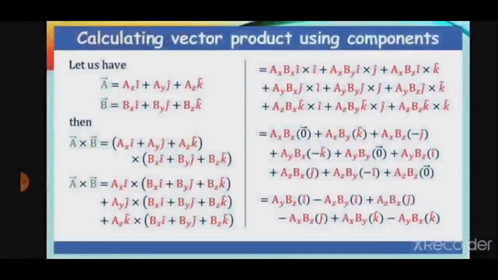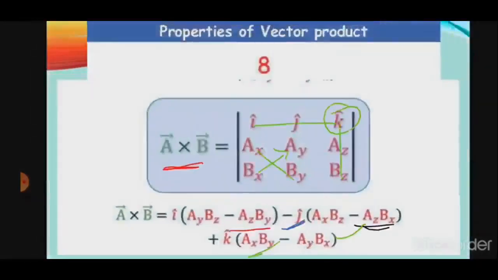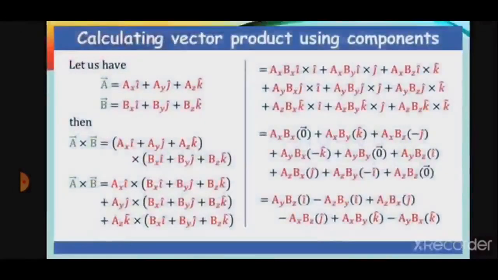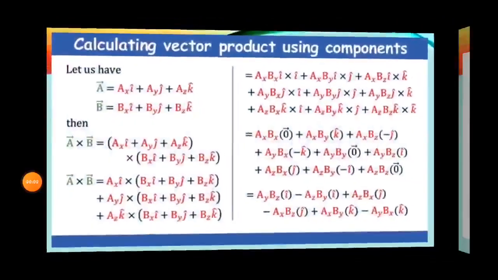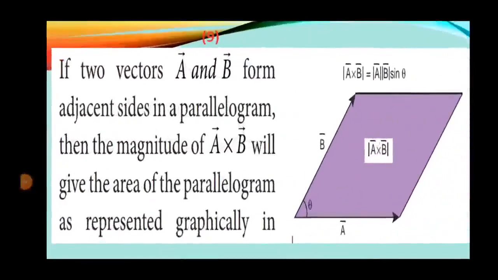Okay, now I give a simple method. Let us have two vectors, A vector and B vector. Now multiply and calculate, find the answer. Same thing, this is the answer. Okay, do well.